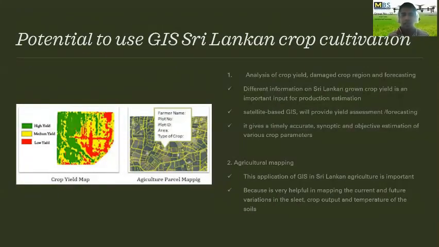In the next slide I will describe the GIS application for crop cultivation. The first potential use is analysis of crop fields and damaged crop regions, and forecasting. Different information about Sri Lankan crop fields is important as input for estimation. Satellite-based GIS will provide yield assessment and forecasting for that. This is very timely, accurate, scientific and objective estimation of various crop parameters, and it is important for our local farmers.